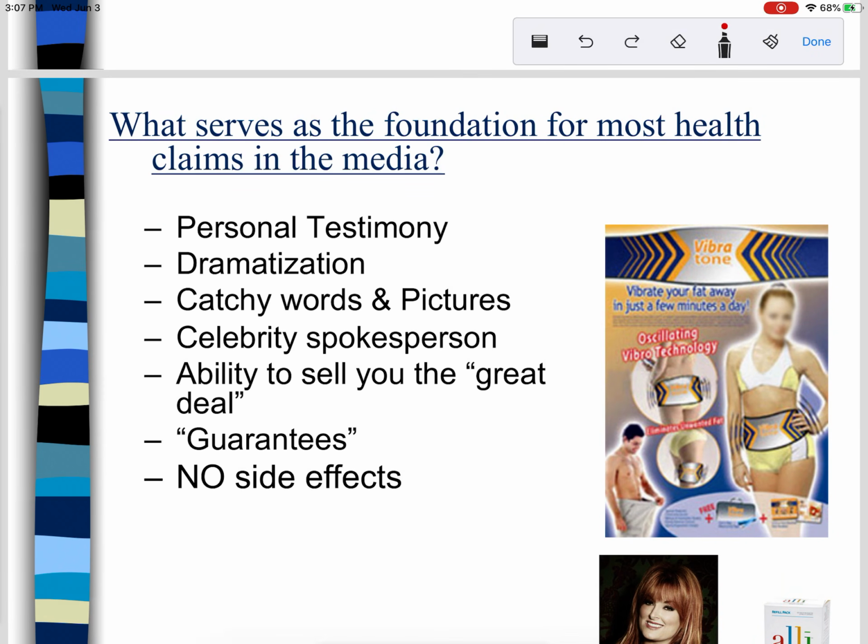What are things that are not credible? Personal testimony. You can pay anybody to say anything. Dramatization. You can pay an actor to do something. Catchy words and pictures. They're obviously trying to get you to focus on that instead of the real scientific information. Celebrity spokesperson.